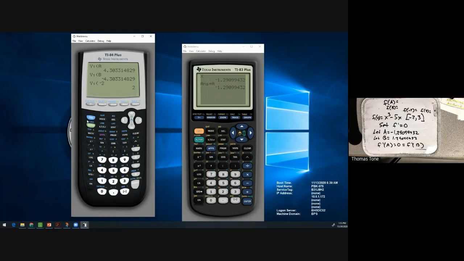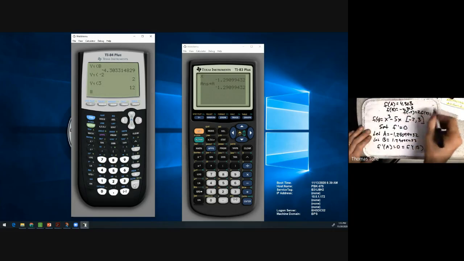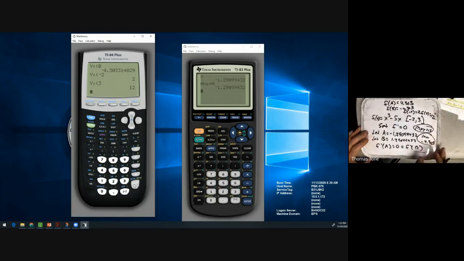And we can type in -2. We got to write these down. So this would be 4.303. Now we round. It's a final answer. This is -4.303. Now you round. Okay, -2. Well, it's 2. And then you're going to type in one more time. Second, enter. And we can delete 3. And that ends up being 12. Answer the question. The max is 12. What's the min? -4.303.